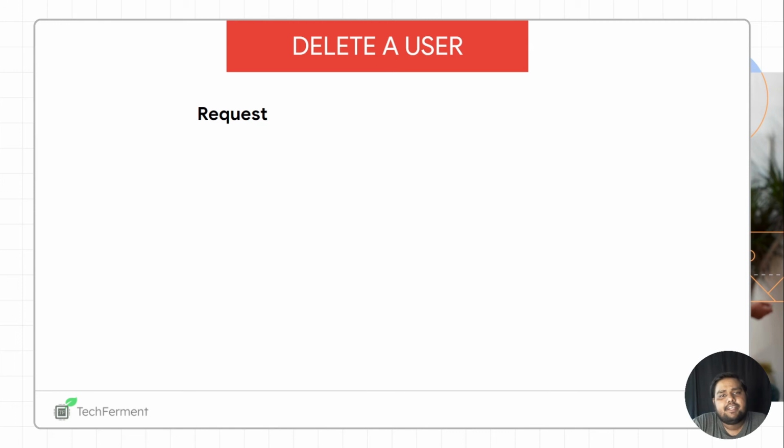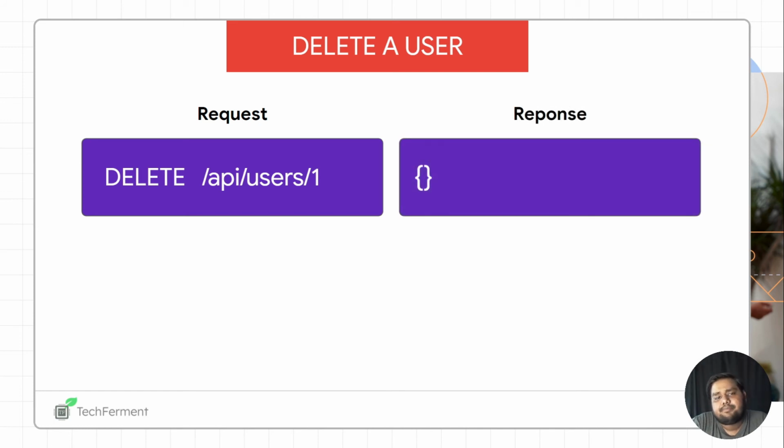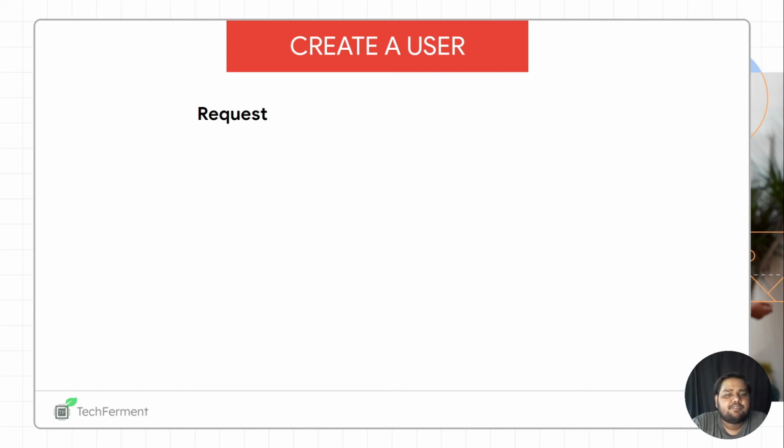Okay, and then we have a DELETE request. You can also delete data in the database. So you have to call this API or REST API. The request will be a DELETE request, and the path will be /api/user/1, and this will give you the response, meaning the user has been removed.